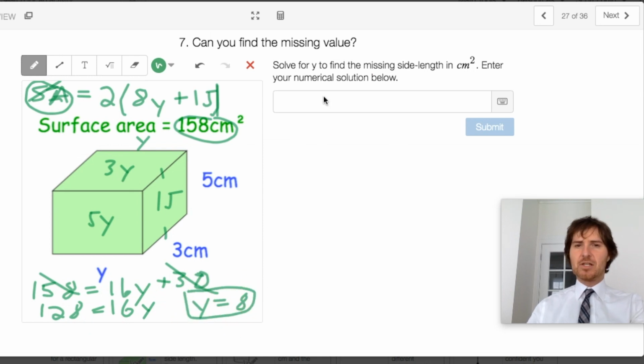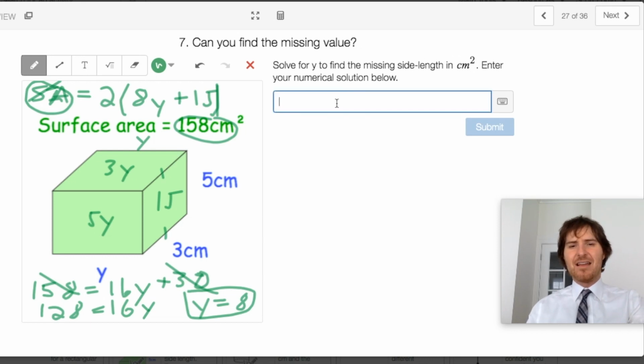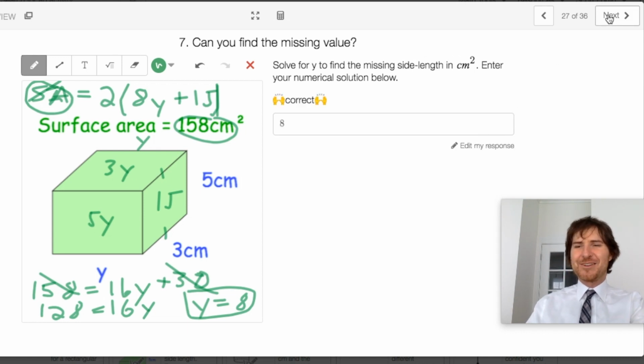And it says enter the numerical solution. So it doesn't say anything about the units. Missing side length in square centimeters. So my guess is that it's going to be 8, and you don't need to put the units in that one either here.